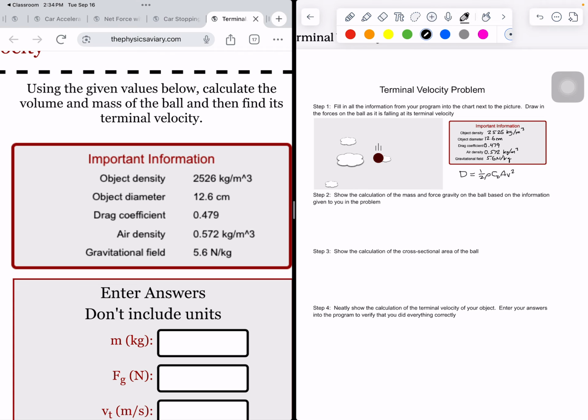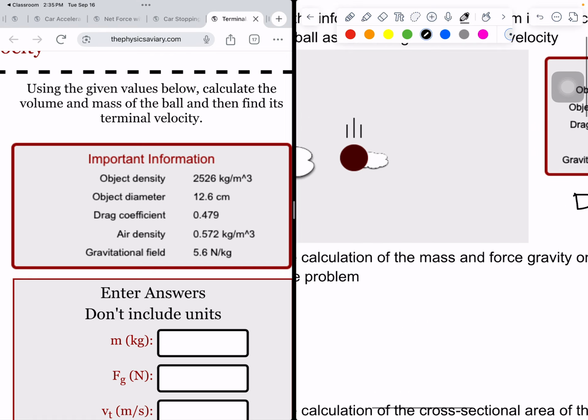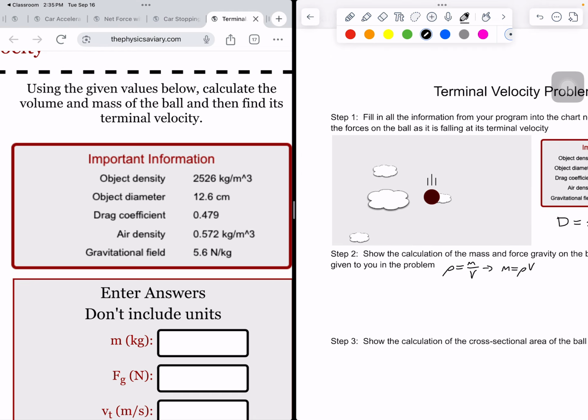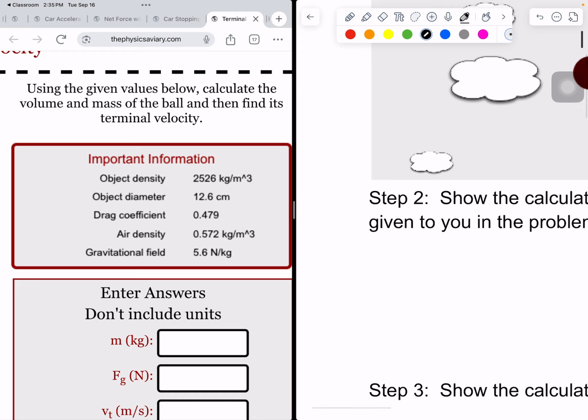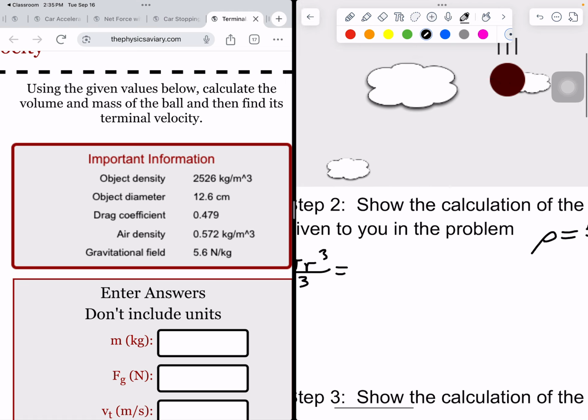Okay, so in step 2, show the calculation for the mass and the force of gravity. Well, here's the thing. We're going to need density. So if density is equal to mass per unit volume, we can see that mass is going to be density times volume. So you're going to have to take the density times the volume, because you better figure out the volume. Well, that object is a ball, so it's a sphere. So the volume is going to be 4/3 pi r cubed, or you can go 4 pi r cubed divided by 3. That's an easy way to accomplish that.